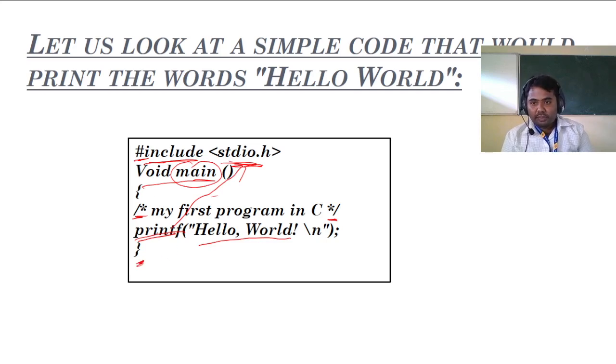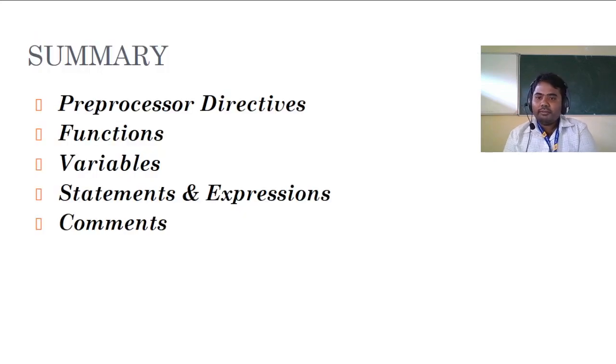Okay, so the program will contain preprocessor directives and functions. Here in this program I didn't include any variable. We'll see an example for variables in later programs or classes. Followed by the executable part. Here the executable part is the printf function, which is used to display the information, followed by the end of the program.